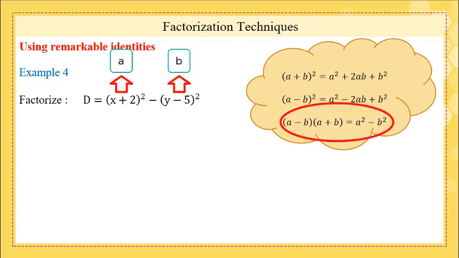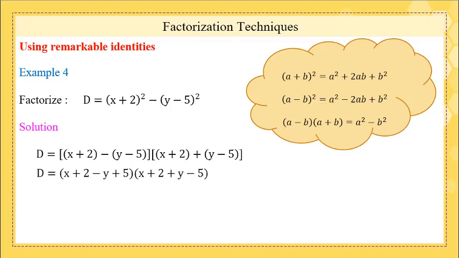Example 4. Factorize D. D looks like the third remarkable identity. Here x plus 2 is instead of a and y minus 5 is instead of b. So we write directly according to the formula (x plus 2 minus y minus 5) all times (x plus 2 plus y minus 5), and then we expand and reduce to find the factorized form of D.